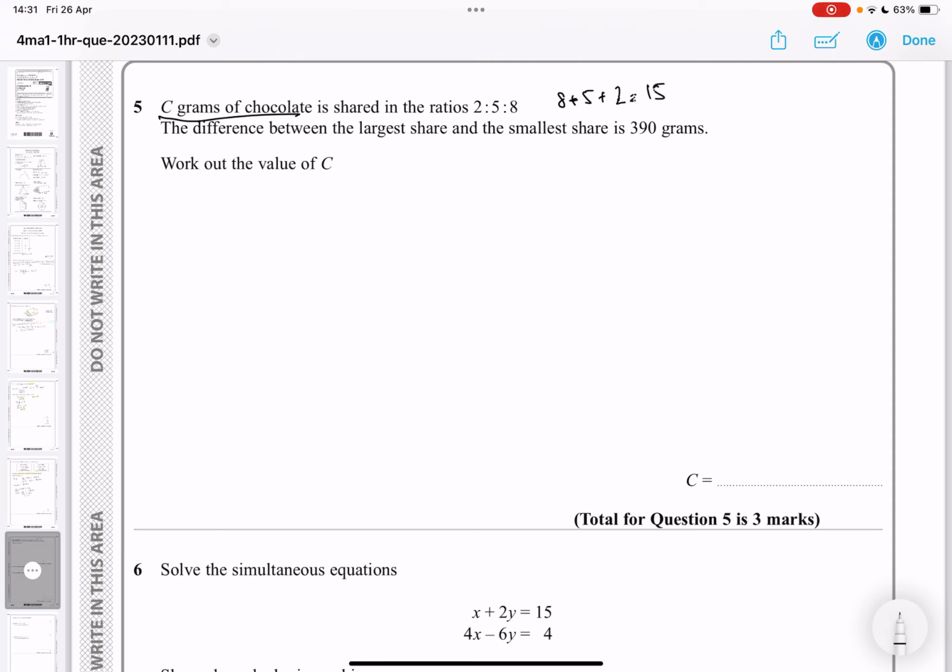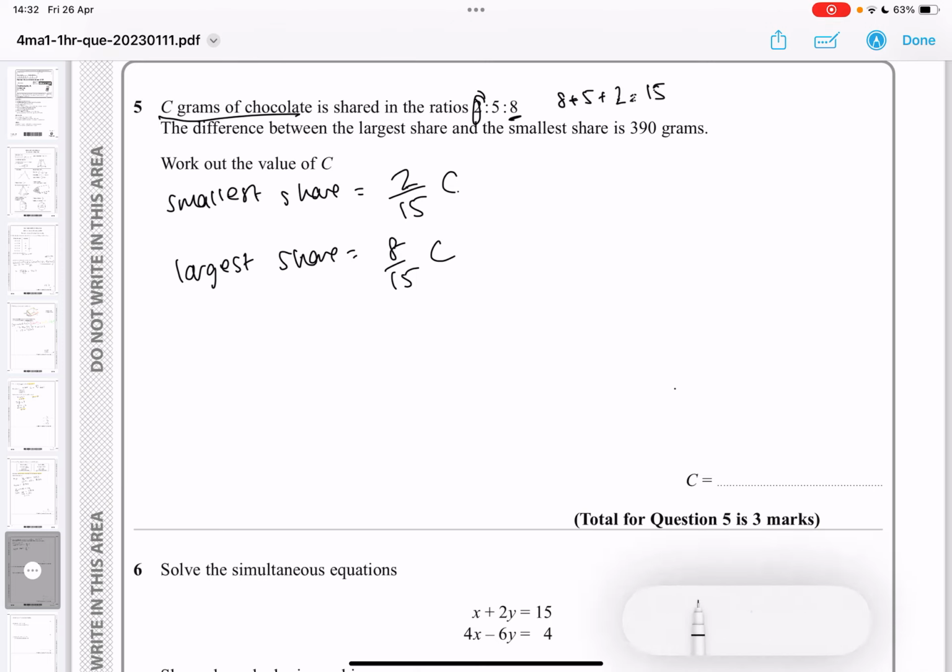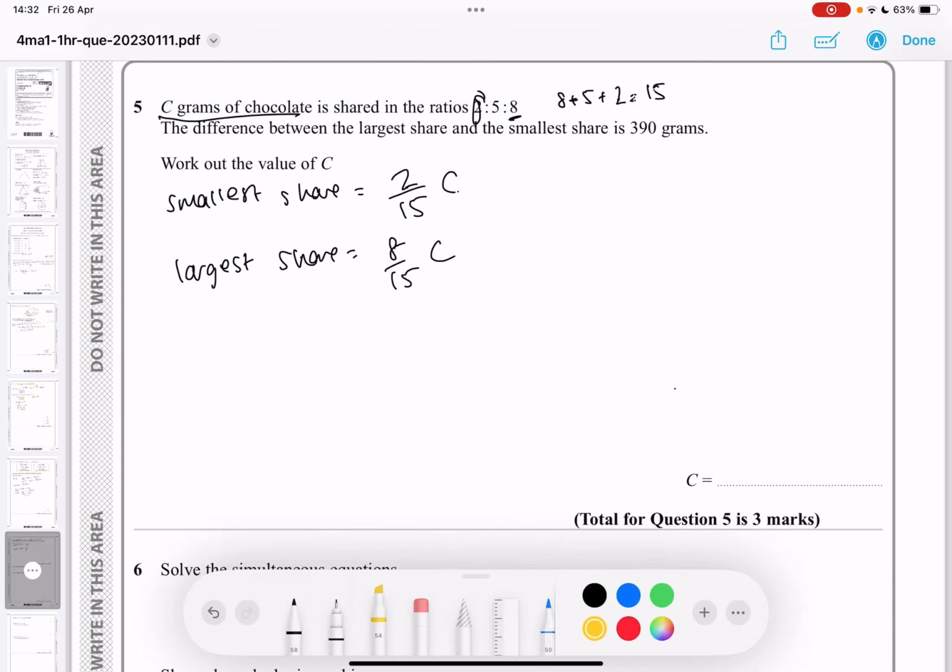And what it says here is that the difference between the largest share and the smallest share is 390 grams. So let's work that out. What is the smallest share? The smallest share is going to be 2/15 of C, okay? Because it's being split up into 15 parts, but the smallest ratio is 2. So it's going to be 2/15 C, and the largest share is going to be 8/15 C, okay? And what they tell us here is that the difference between the smallest and the largest is 390 grams. So if we subtract 2/15 C from 8/15 C, we should get an answer of 390 grams.